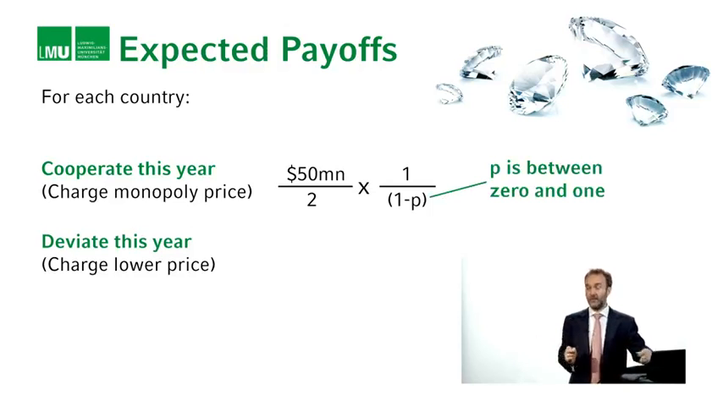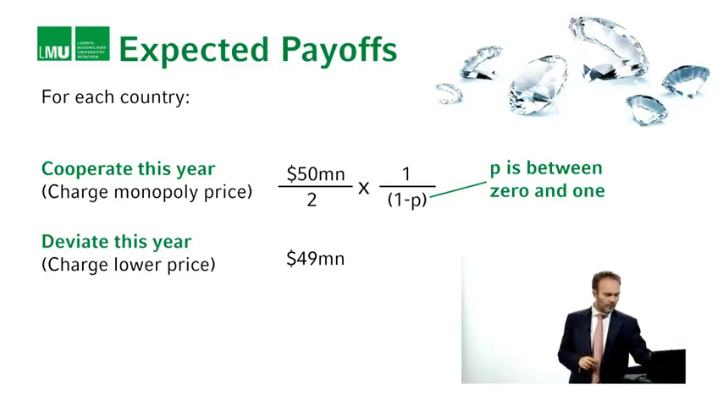So it's a probability that is either very low, so the likelihood that the game is going to continue is small, or it's going to be very high, close to 1, if the likelihood that tomorrow there's going to be another market for diamonds, and the day after tomorrow there's going to be another market for diamonds, and so on, is very high. That's going to refer to a high value of p. If we deviate this year, we're going to get 49 million, but we're only going to get it once. So 49 million today, after that, no profits anymore.